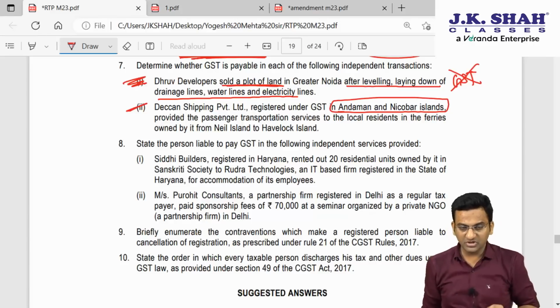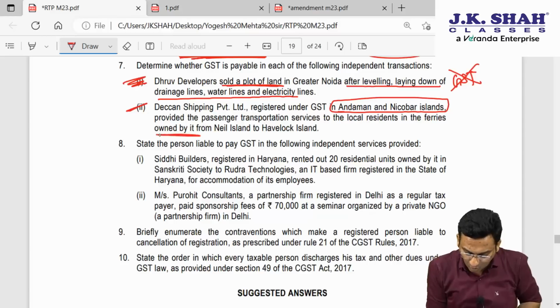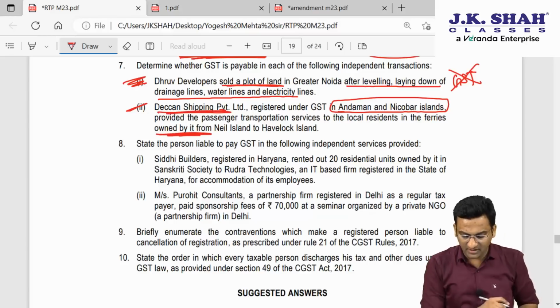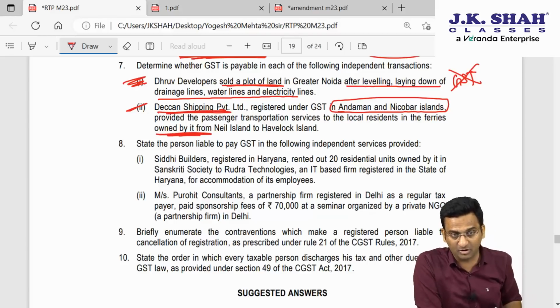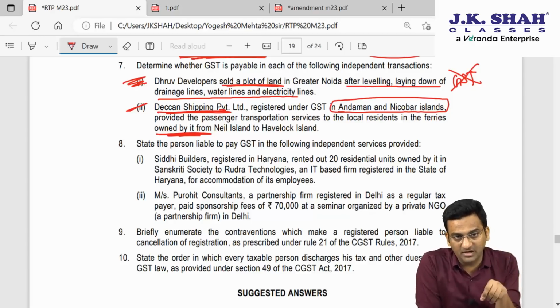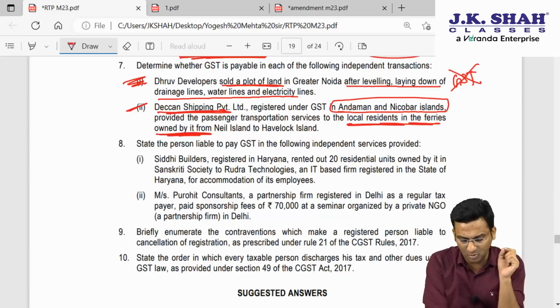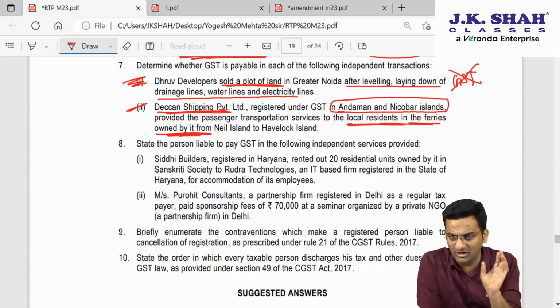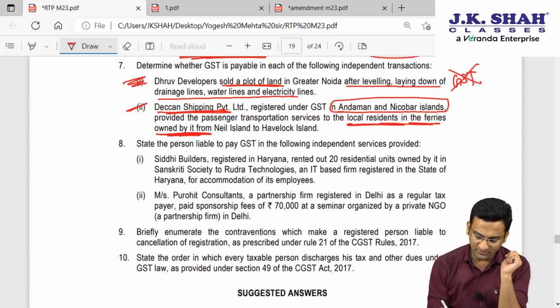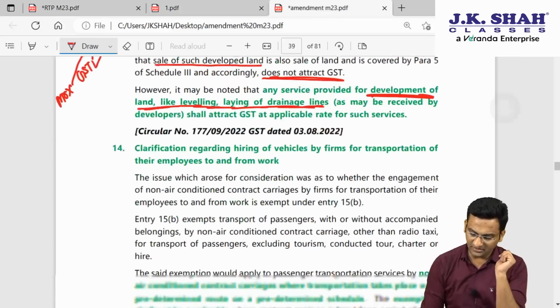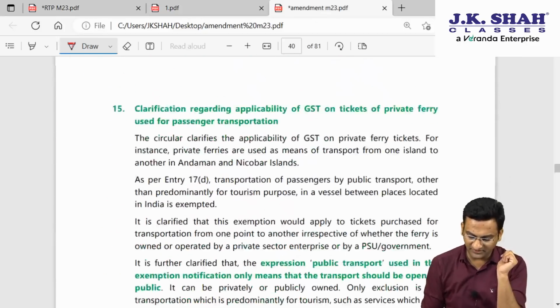Now the question is that if the ferry is owned by a private entity, whether such exemption is available or not. Deccan Shipping here provides passenger transportation services, and they are transporting local residents in the ferries owned by it from one island to another island. So now this is clarified, friends. The clarification is given for this activity also.